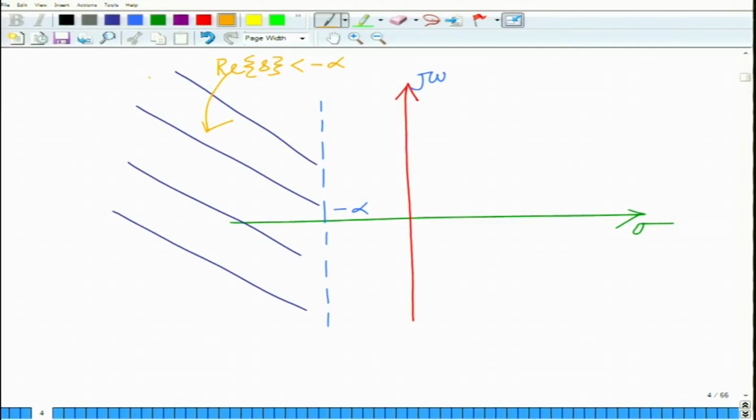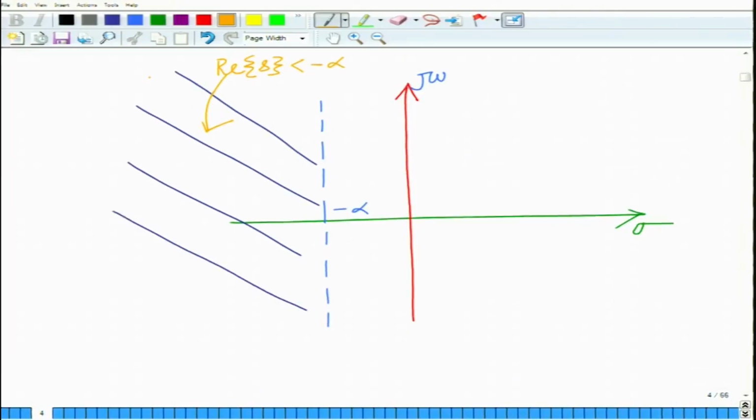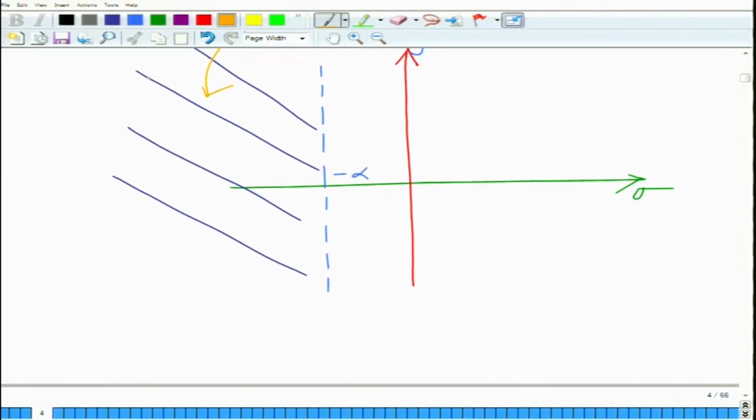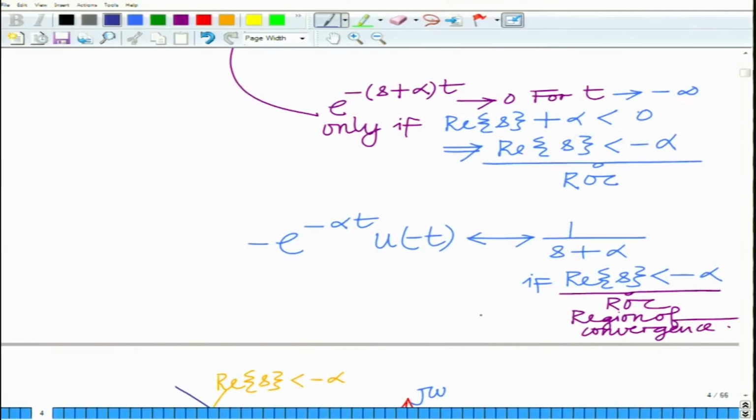And therefore, what you have is sigma, this is the j omega axis, and this is the S plane representation of the ROC. So, this is the ROC of minus e raised to minus alpha t times u of minus t.